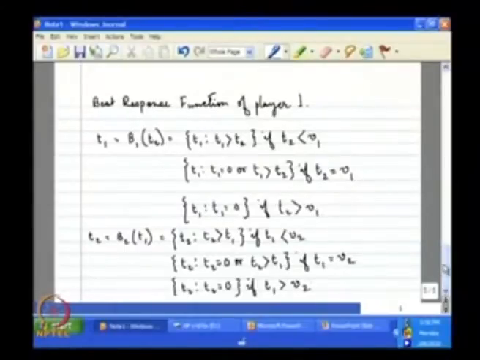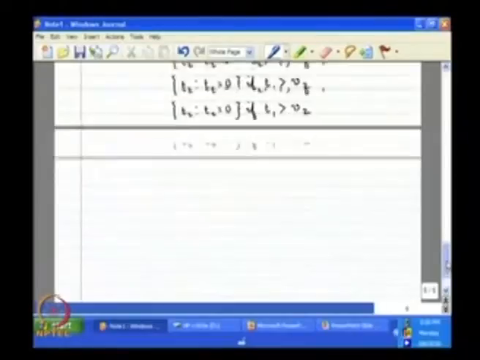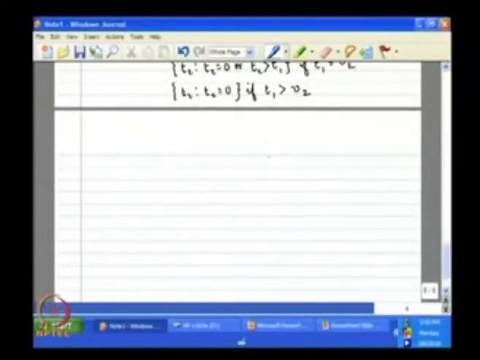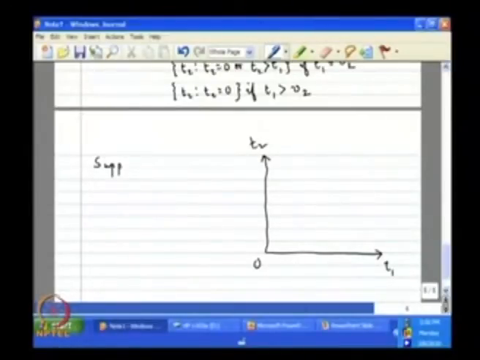Okay. So, this is how the best response functions are, and we can now draw the best response functions and find out the intersection points. So, let us suppose without loss of generality that V1 is strictly greater than V2. So, V2 is here, and V1 is here suppose.